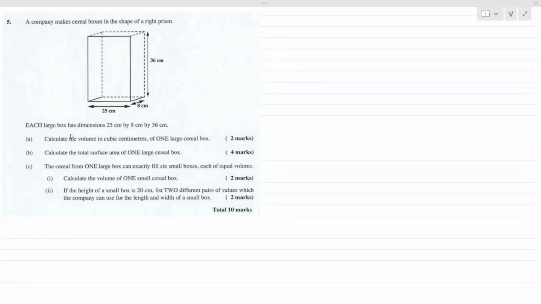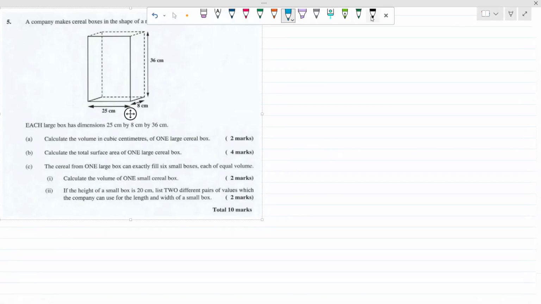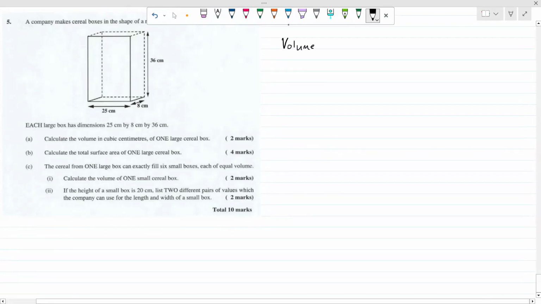Right, so we want to calculate the volume. Now, this is a cuboid. So the volume here, and generally the volume of any shape, would usually be the area by height or length in this case. So we're looking at basically 25 centimeters multiplied by 8 centimeters multiplied by 36 centimeters. That's going to give us the volume of this right prism.